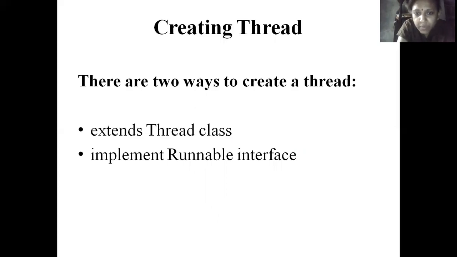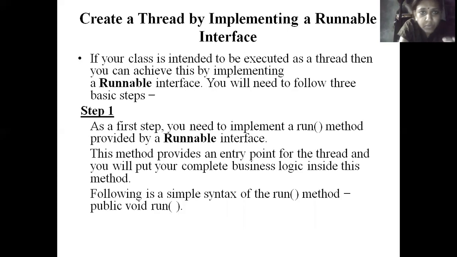You have already learned about interfaces. There is a Runnable interface and we can implement that to create several threads in our program, so that it becomes a multi-threaded program. For that, you need to follow three steps. If your class is intended to execute as a thread, then you can achieve this by implementing the Runnable interface. As the first step, you need to implement the run method provided by the Runnable interface. This method provides an entry point for the thread, and you will put your complete business logic inside this method.